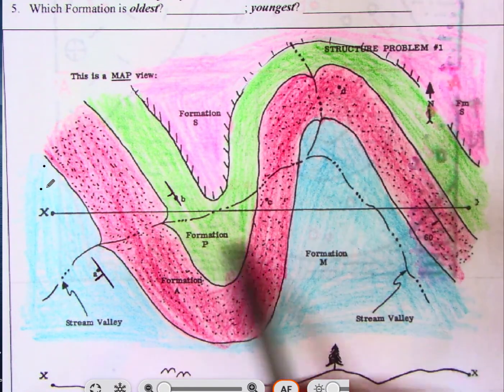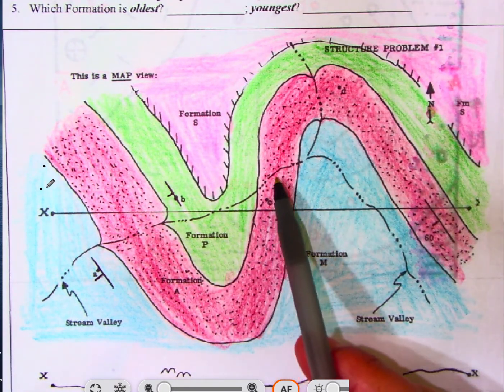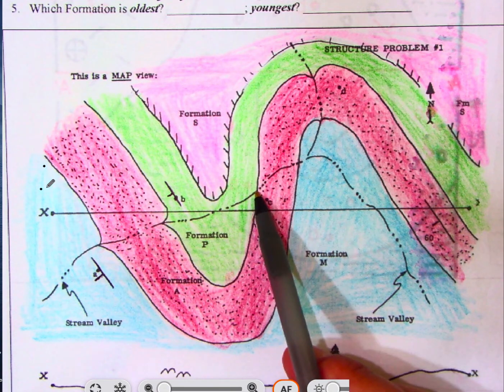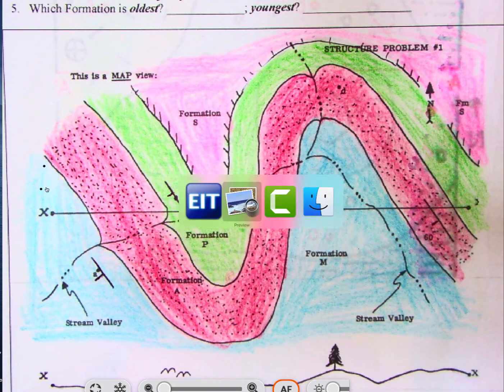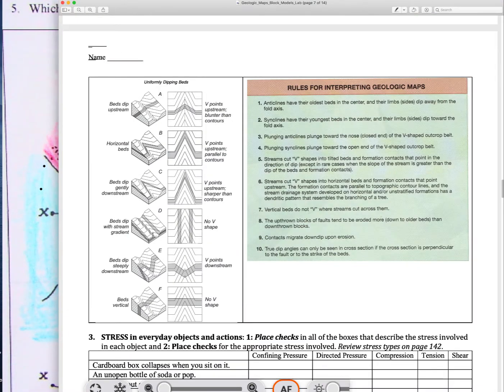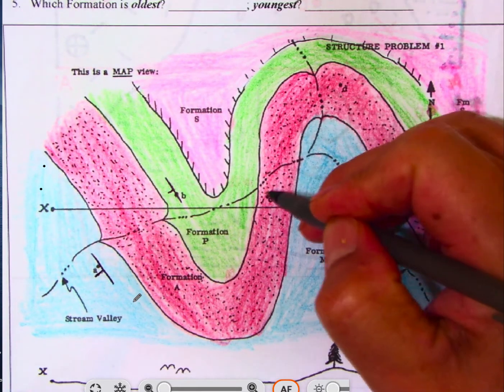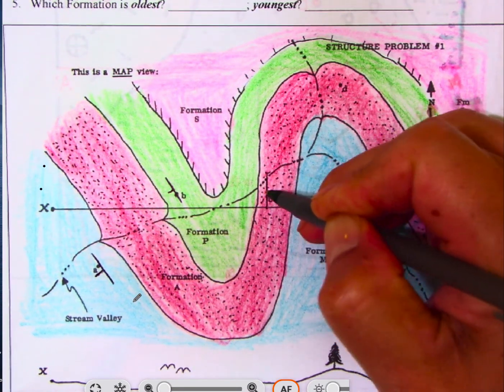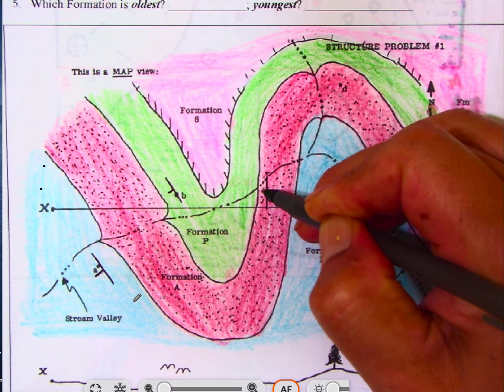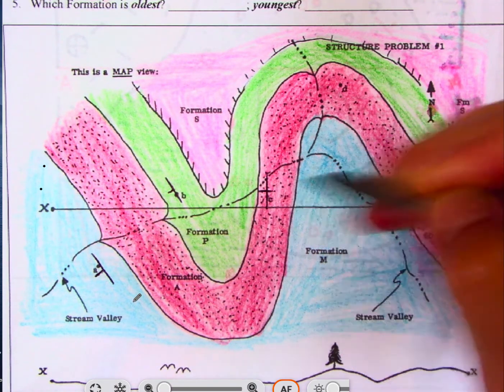And then as I move around for C, I see that when the contact crosses the stream valley, I see no V shape. No V shape. So that must tell me, going back to our figures, when there's no V, it must be vertical strata. For this one, again, the strike is parallel to the contact, but then remember the symbol for vertical strata is that symbol right there.